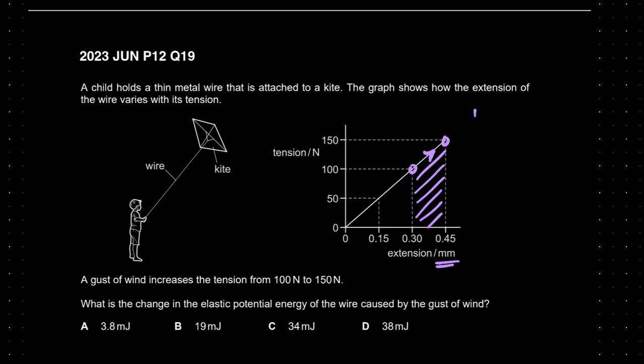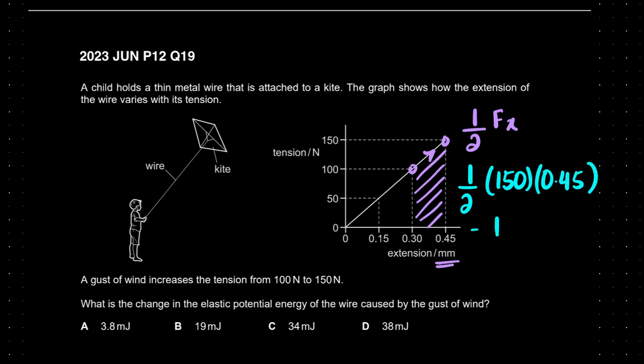So if you do half Fx and you take their differences, so if I look here, the new one is 150 and the extension was 0.45 corresponding to that, minus half times 100 times 0.3, right? So you just calculate this, and the answer for this one is supposed to be B. Again, why did I not convert this milli here? Because the answers are also in millijoules, so the units even out.